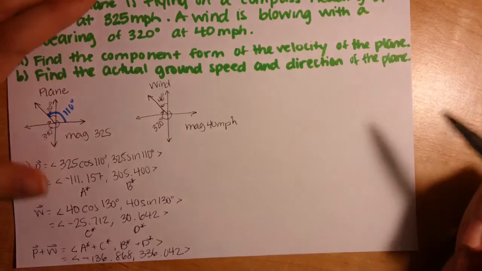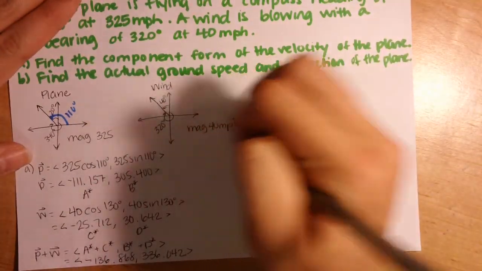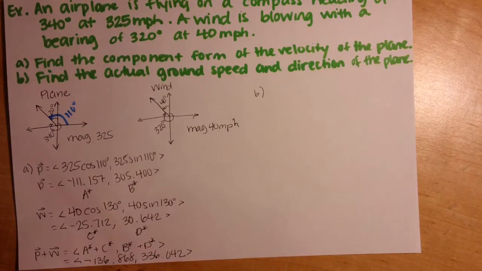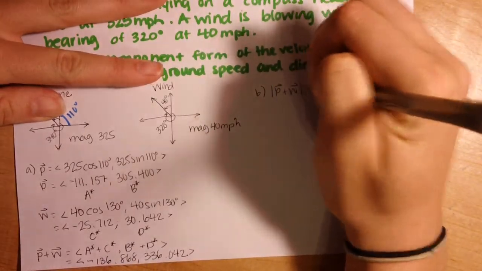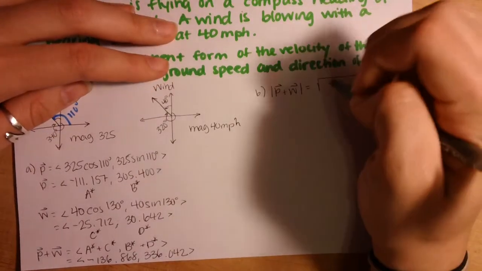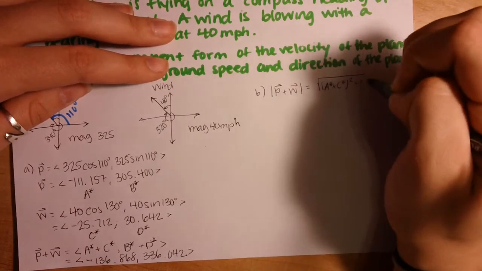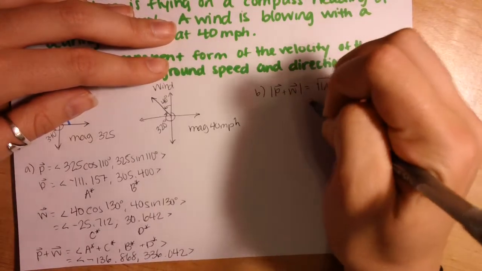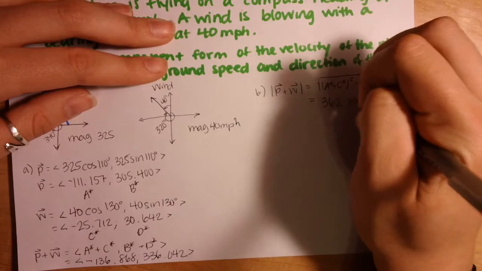Okay? So now, it also asks find the actual ground speed and direction of the plane. So to find the actual ground speed, I'm going to take the magnitude of the component form. So the magnitude of P plus W. Take the magnitude of that, and it's going to be our A plus C part squared plus our B plus D part squared, and that's going to give me a magnitude of 362.846 miles per hour.